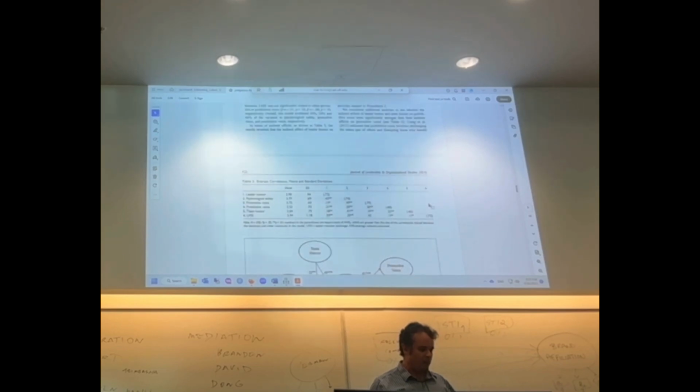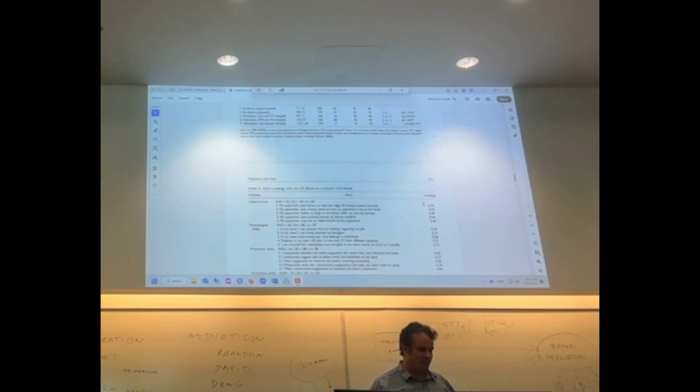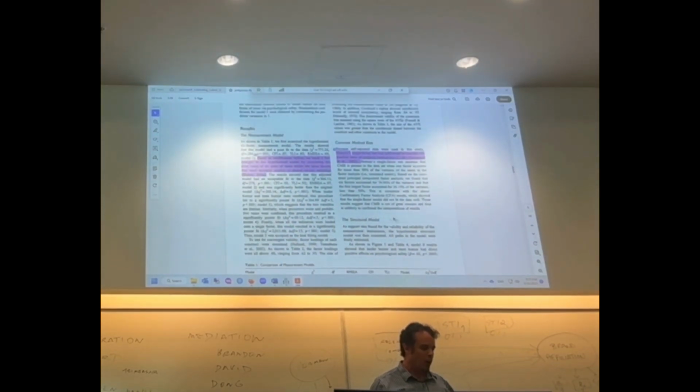Now, I put a few comments here for things that I objected to. One is the original model. Look at the fit of the original model, the CFA model, first. Look at this. CFI is 0.87, TLI 0.85, root mean squared error 0.09. Does this model have close fit?